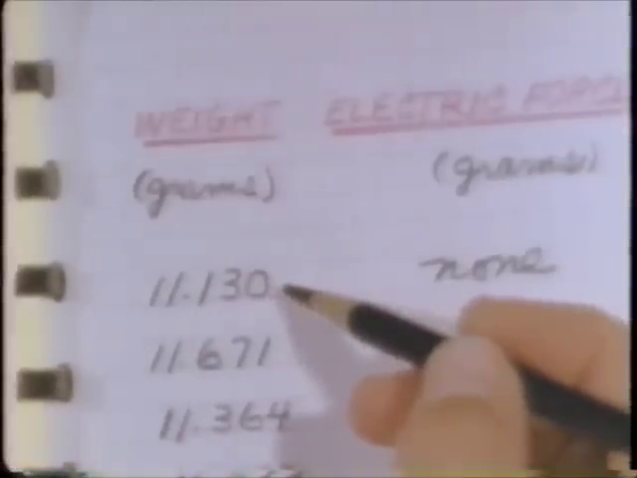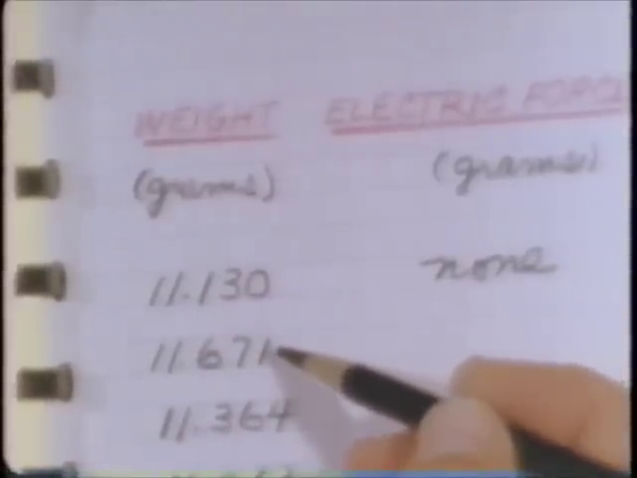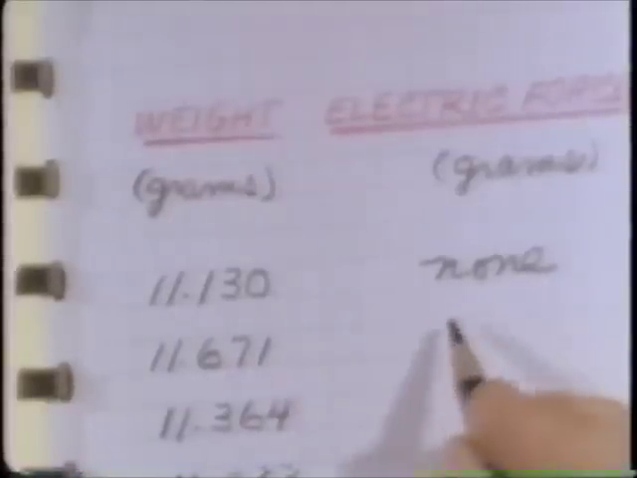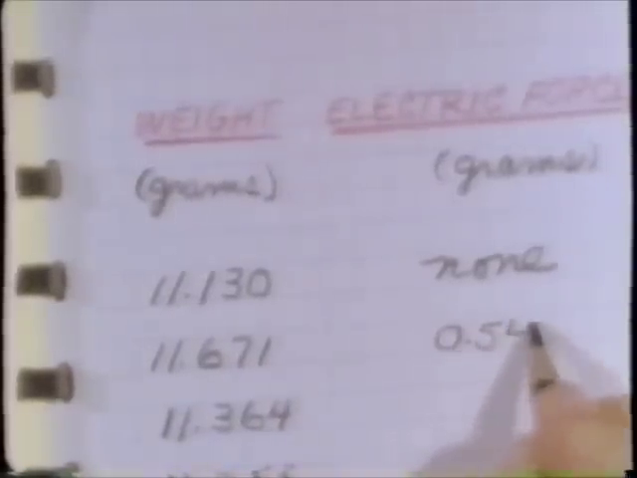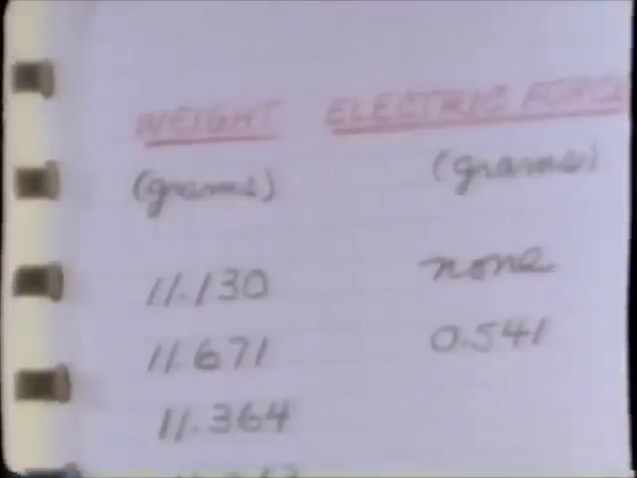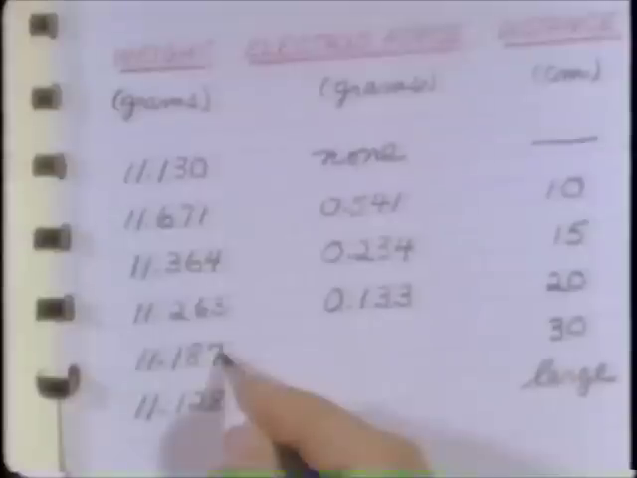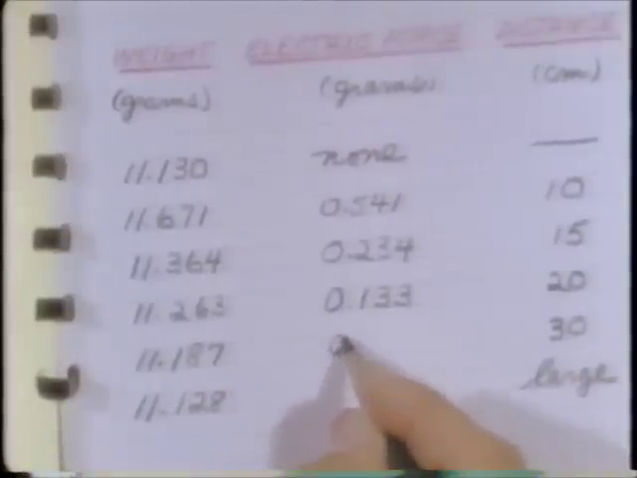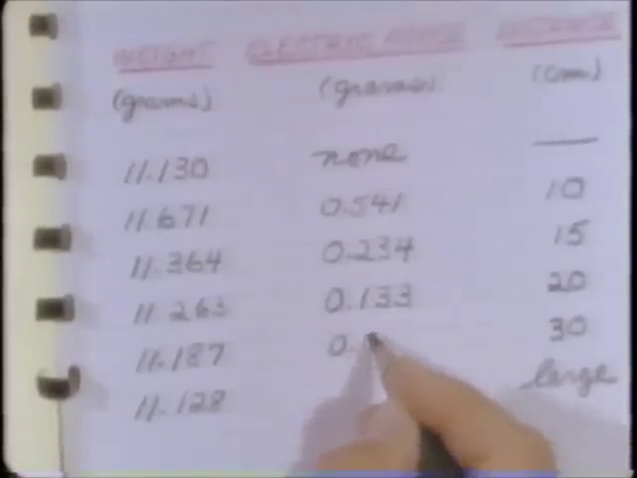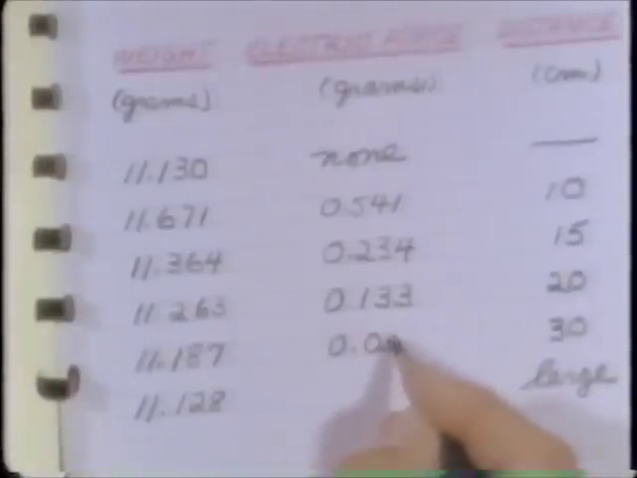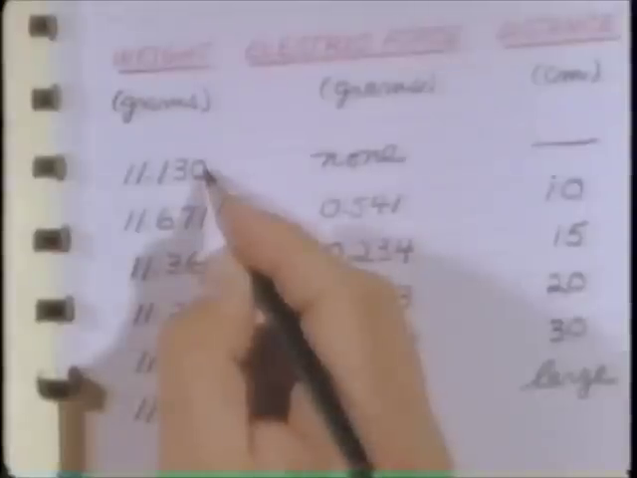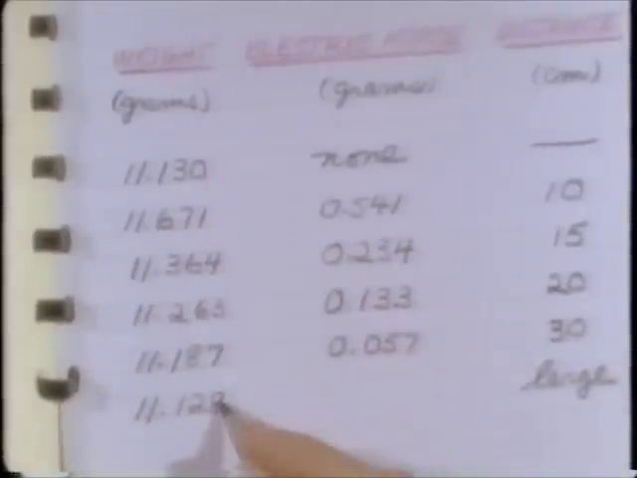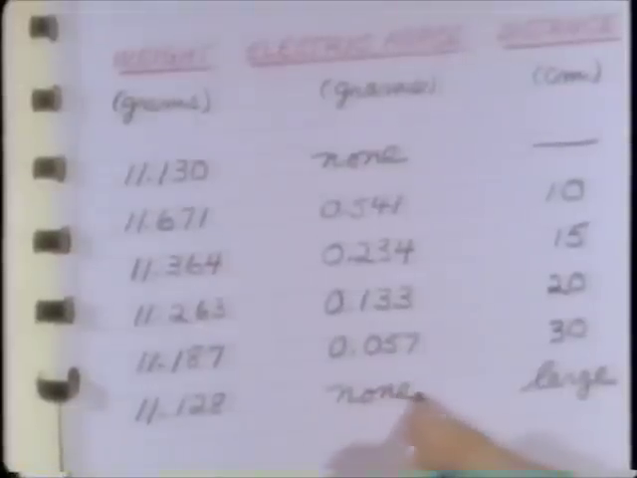Subtracting the reading due to gravity from the reading at 10 centimeters gives us 0.541 grams for the electric force. In a similar manner, the electric force for each of the other distances is calculated. At a very large distance, the electric force is so small that for our purposes we can consider there is none.